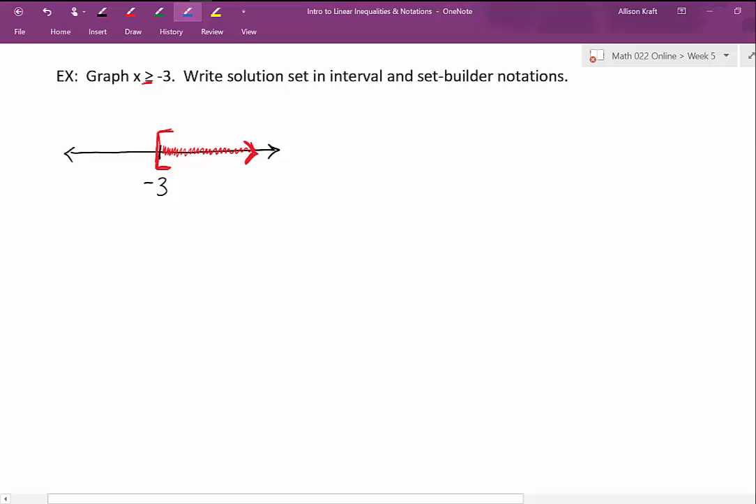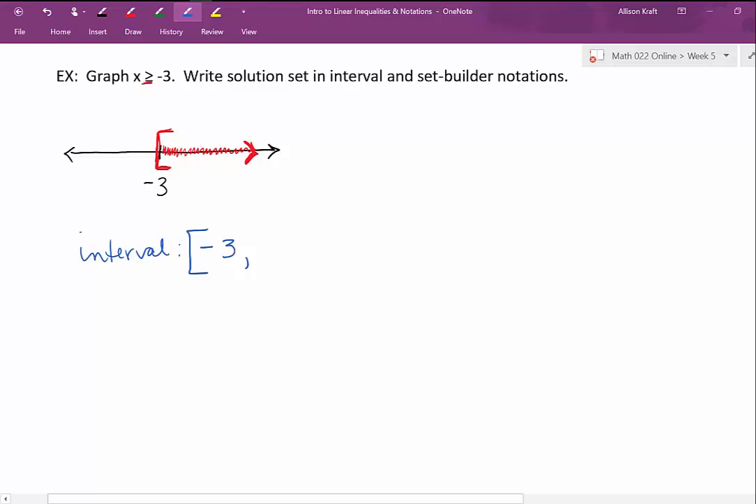We'll do interval first. Interval notation, we want to start with the very smallest number we have represented in our shading. That very smallest number is -3. Since it's or equal to, we want to indicate that we're including it. We do that by using a square bracket, just like we did in our graph, comma.